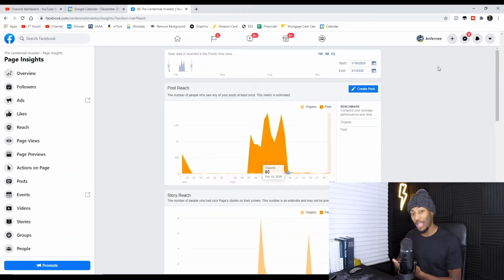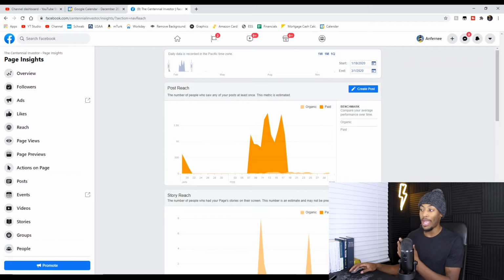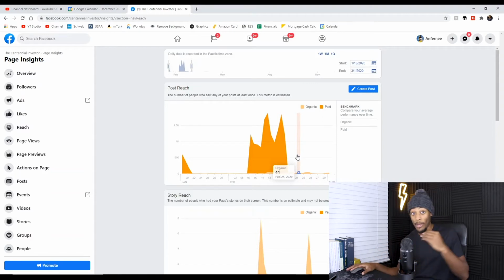And in that time period from January 18, 2020 to March 1st, 2020, this is the amount of people that I reached on Facebook. And all this big orange on the graph is paid reach, and the smaller parts of the graph at the very bottom is organic reach. So eventually, obviously, you want the very light orange to be bigger than the paid reach.